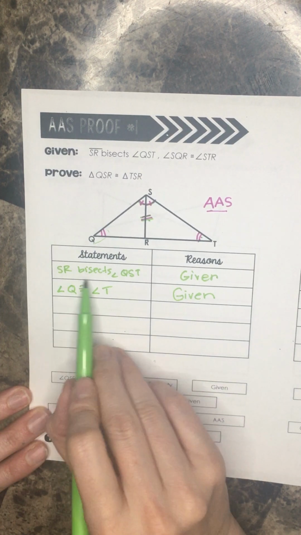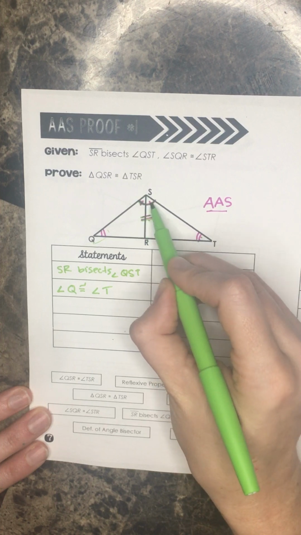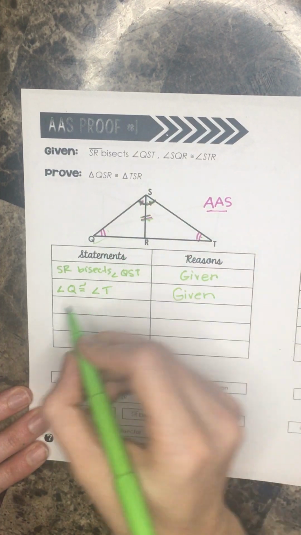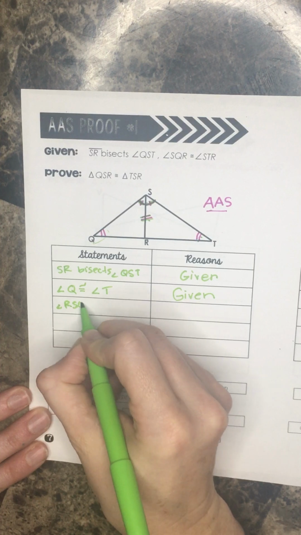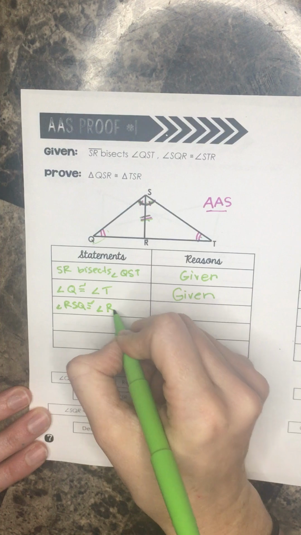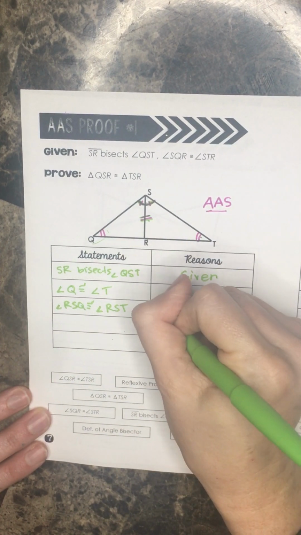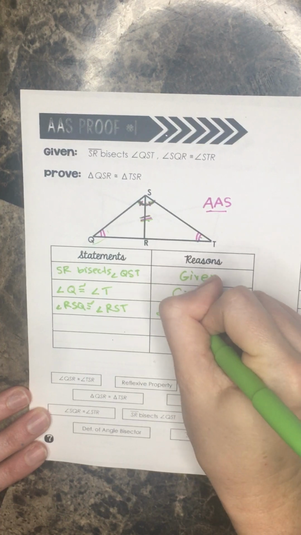We know that since SR is a bisector, right? SR is a bisector, so we marked this side congruent to this side. So angle RSQ is congruent to angle RST, because the definition of bisector says that it cuts it into two congruent parts.